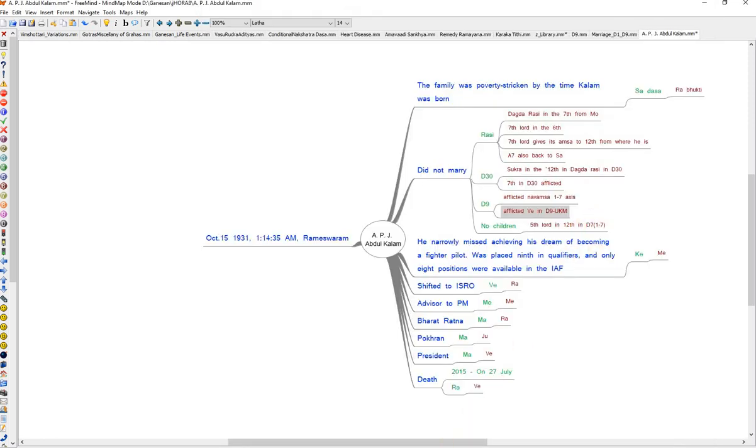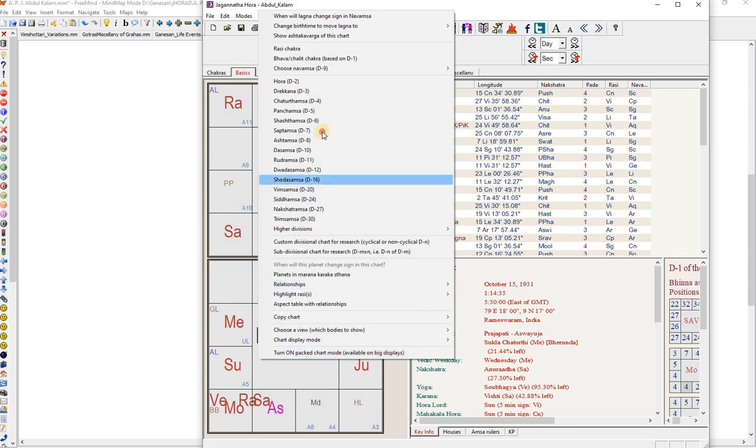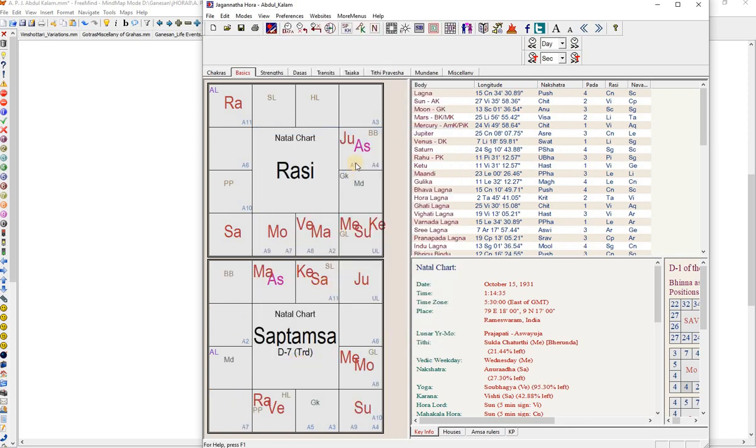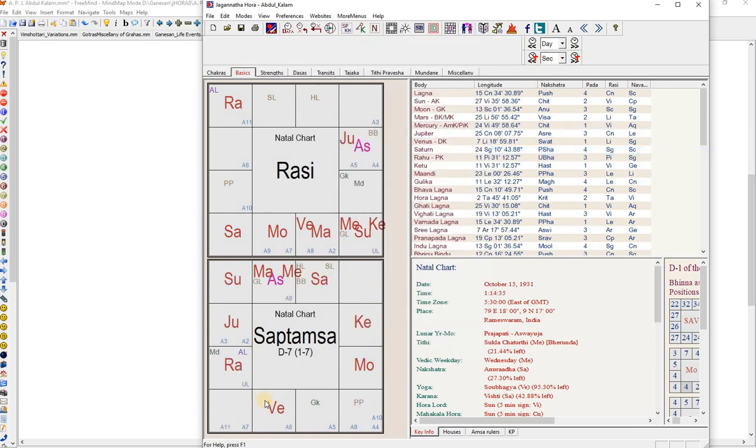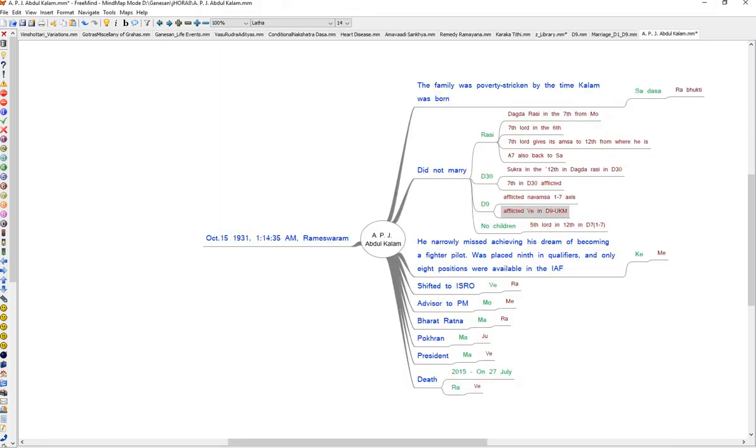5th Lord in the 12th in D7. I checked D7 and went in reverse as PVRG uses. The 5th Lord, Surya, has gone to the 12th house. So even with Lahiri Ayanamsa, this seems to be working correctly, indicating no children for him.